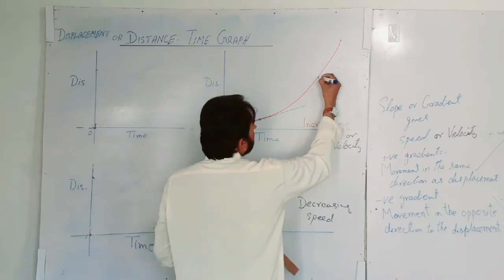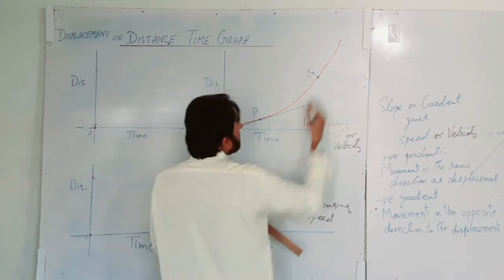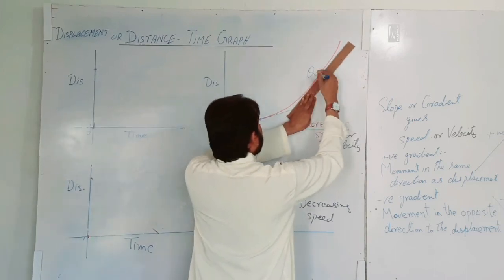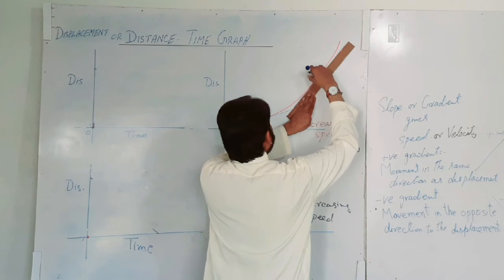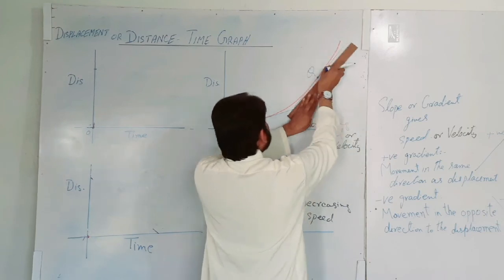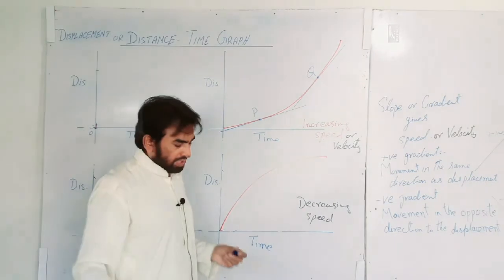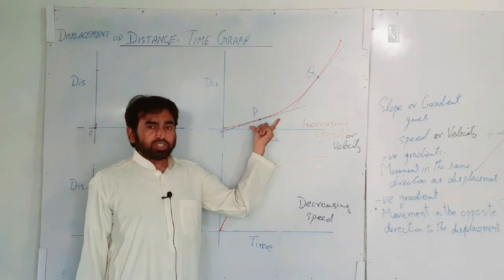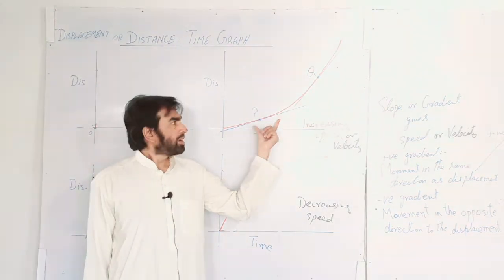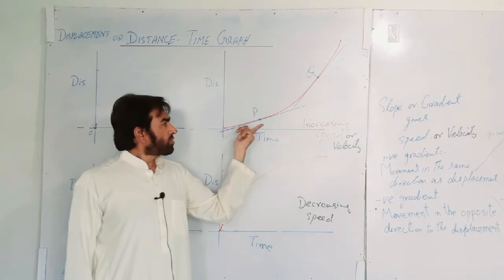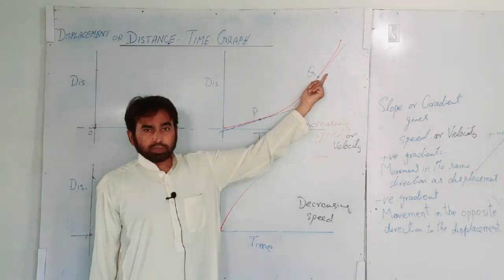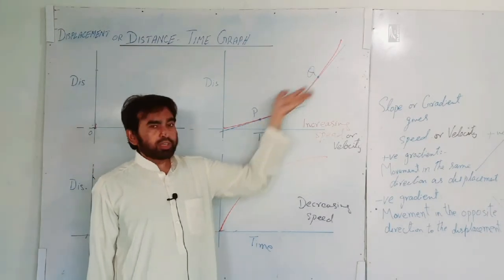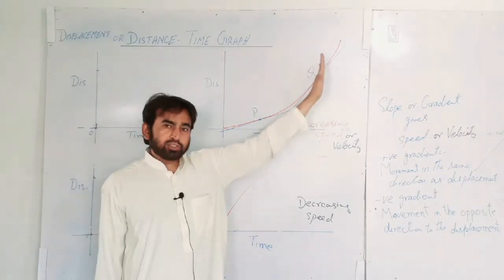Now I am drawing another point Q. Now I am taking another tangent along this point Q. You can see that this is another tangent which I have drawn along the curve. Here you can see that the tangent at P is less steep than the tangent at Q. Its slope is lesser as compared to the slope at Q. So it is showing that the speed is gradually increasing, because this is a lesser slope, and this is a greater slope.